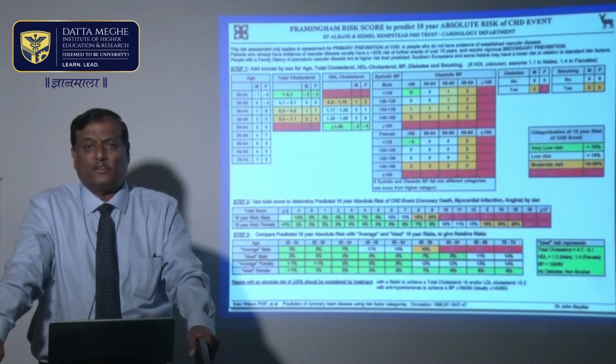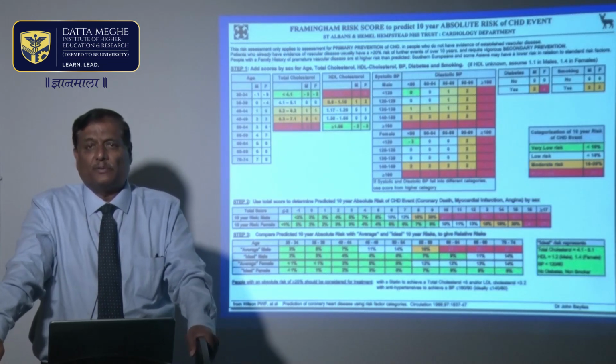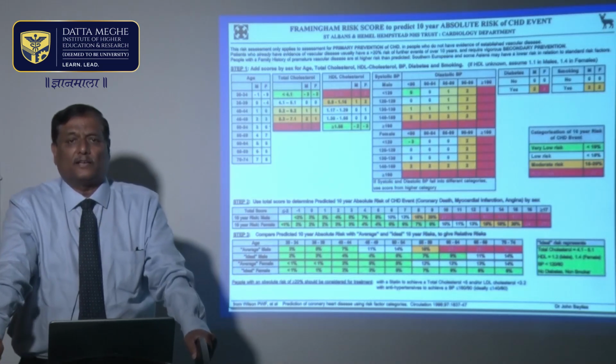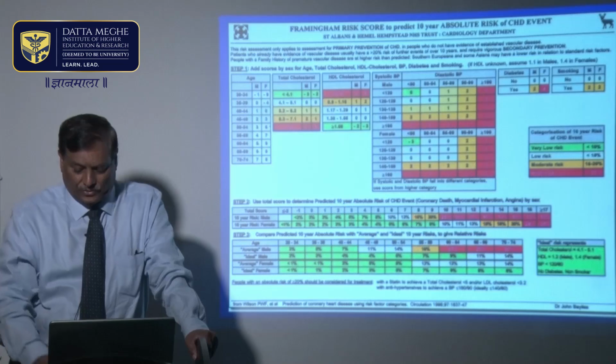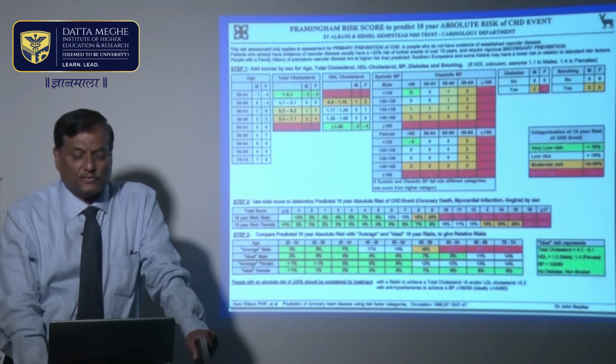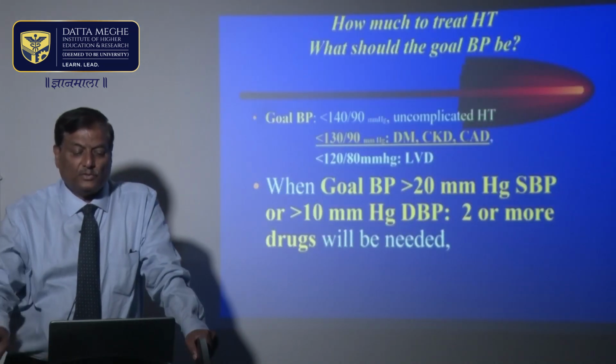The number is important, but it is one of the components of the patient's whole absolute risk of developing a heart attack or a paralytic stroke in the next 10 years. And it is very important that we assess for that by calculating this Framingham risk score or the INTERHEART risk score. How much to treat hypertension?